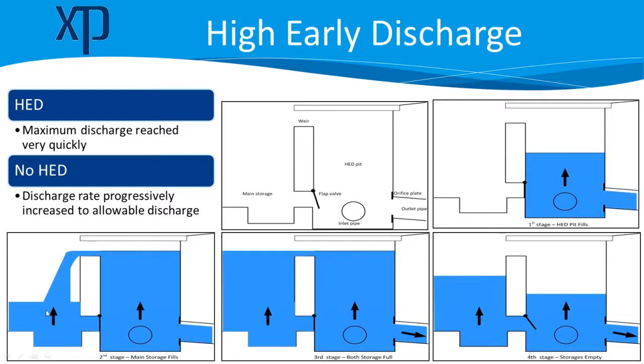Of course, that then overflows into the main storage, and then when both the high early discharge chamber and the main storage chamber are full, the storage and the chamber both empty, and we have the flap valve there to allow that to drain through the high early discharge chamber. So with that high early discharge option, the maximum discharge is reached very quickly. If we don't have that option, the discharge rate is progressively increased up until the allowable discharge to our maximum water level.